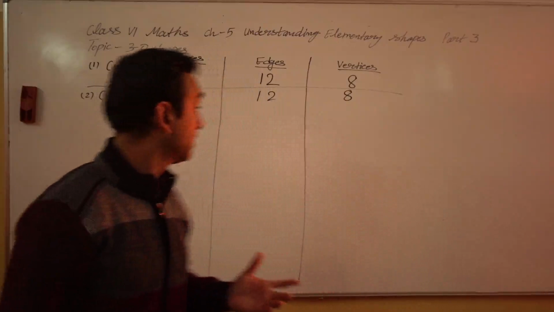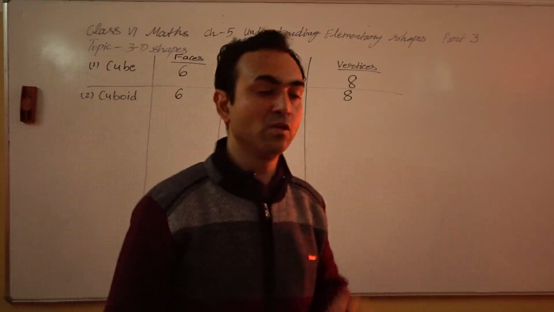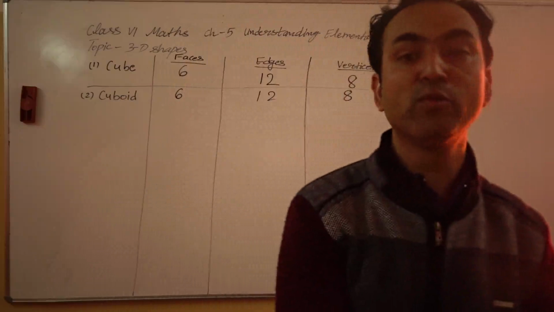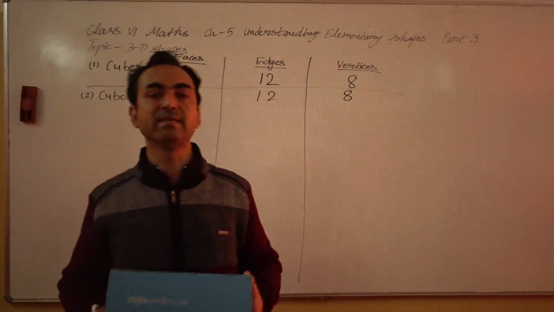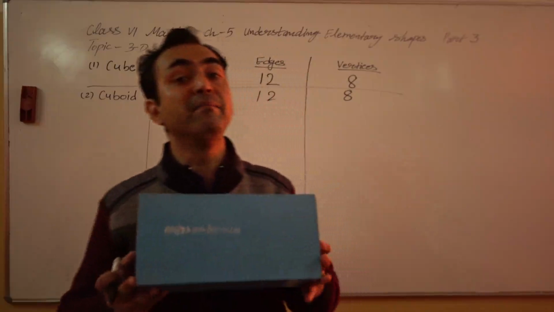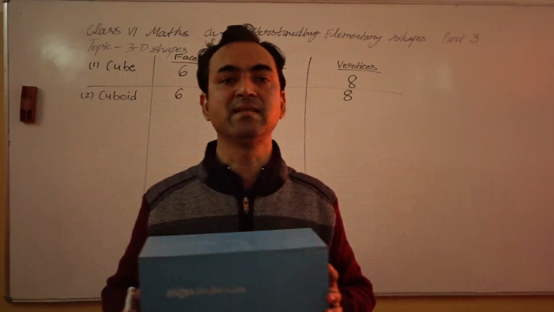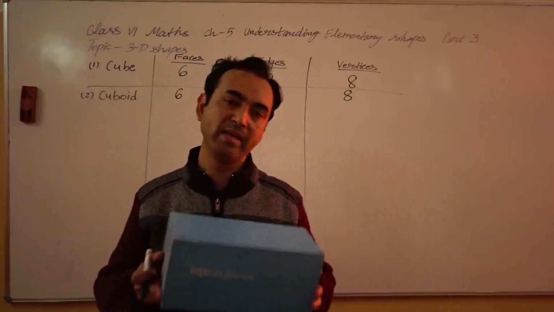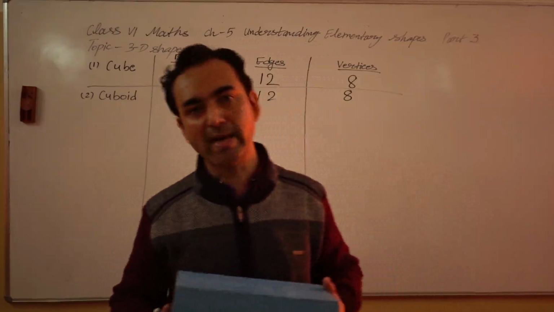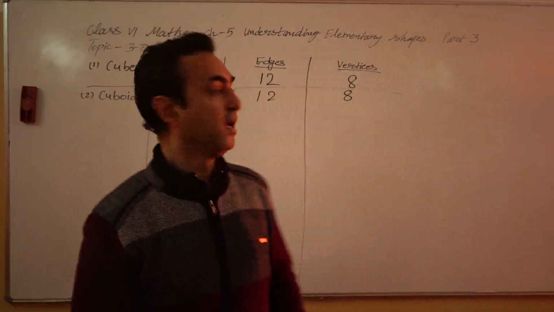So now you will be thinking that these are the same shape. No, these are not the same shape. So what is the difference between the cube and cuboid? The cube has all the faces in square shape, but cuboid has rectangle or square faces. All the faces are not the same. Not the same means it may be a rectangle, it may be a square. So this is the main difference between the cube and cuboid.